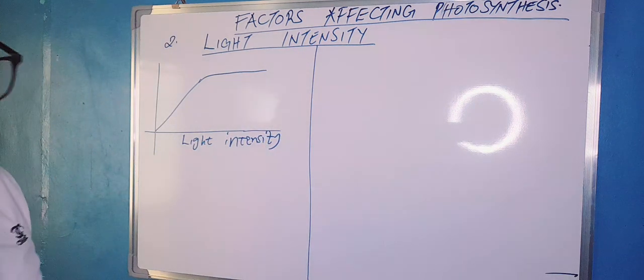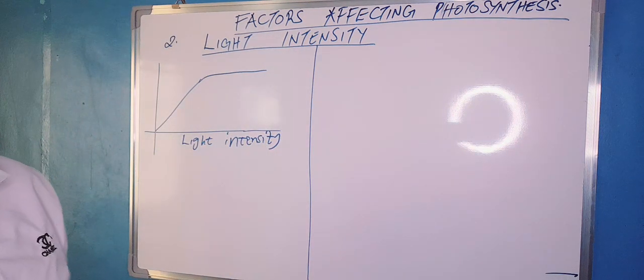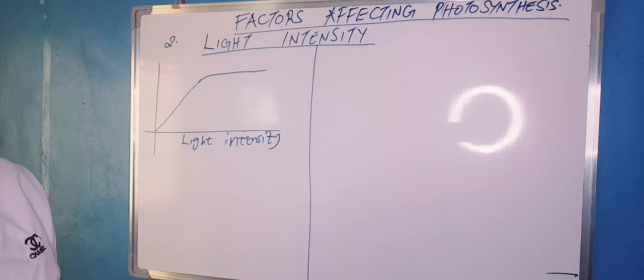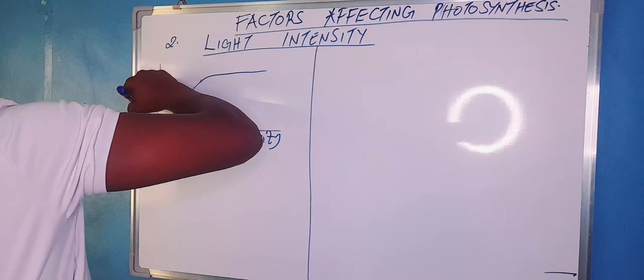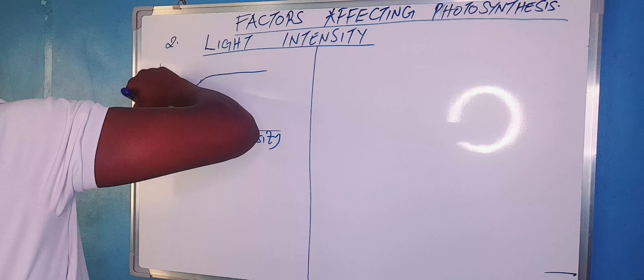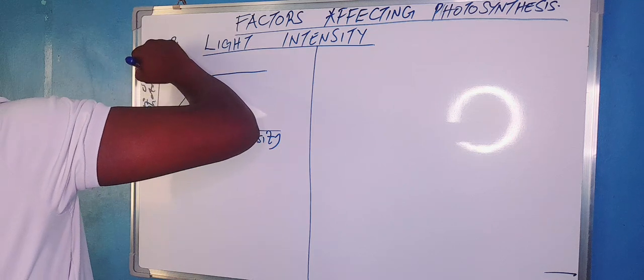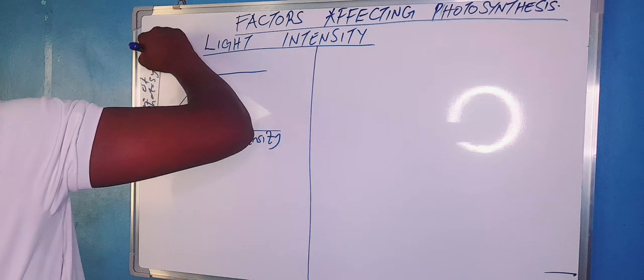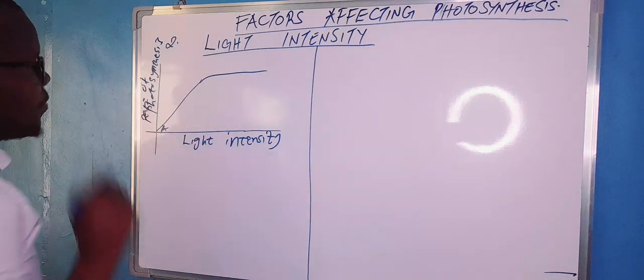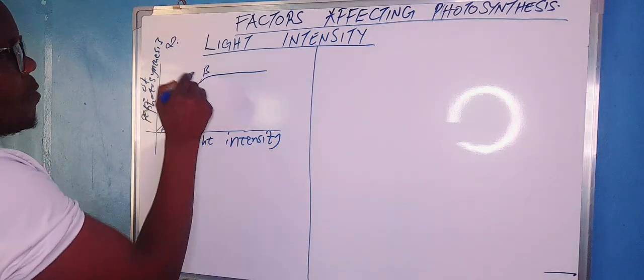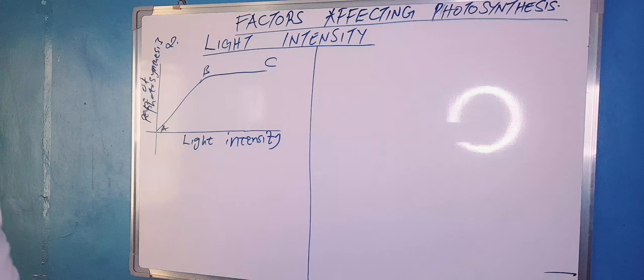Temperature was in degrees Celsius. Light intensity is in arbitrary units. Arbitrary what? Unit. Then this one is your rate of photosynthesis. Still, let's make this first point to be point A, point B, and C.